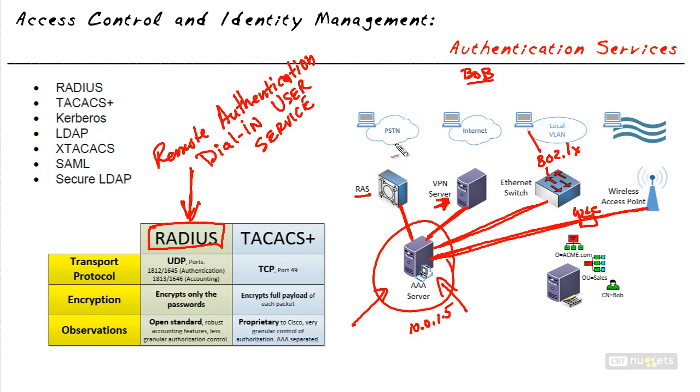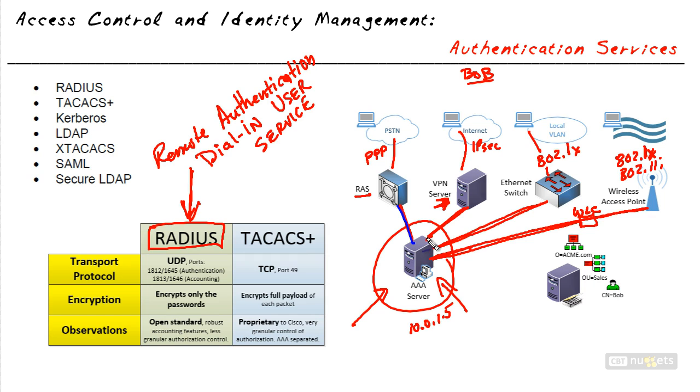So when Bob comes through the public switch telephone network, maybe we're using PPP as our protocol. When Bob tries to come in over the internet with the VPN, perhaps we're using IPsec there. When Bob is trying to authenticate coming in on the local area network, we're using Ethernet and 802.1x to authenticate that. And for the wireless access, we could use 802.1x or 802.11i. Those are both possibilities based upon the infrastructure that we have set up for authentication of our wireless users.